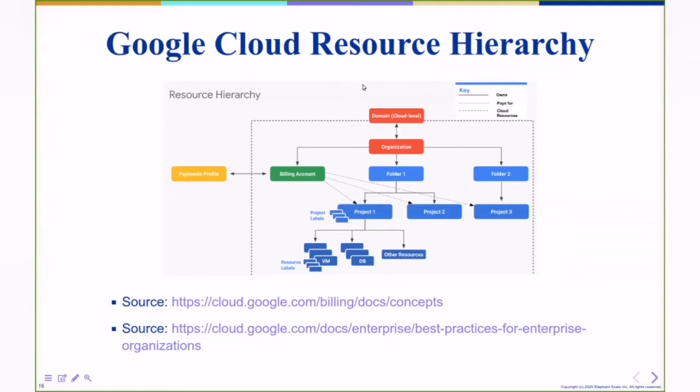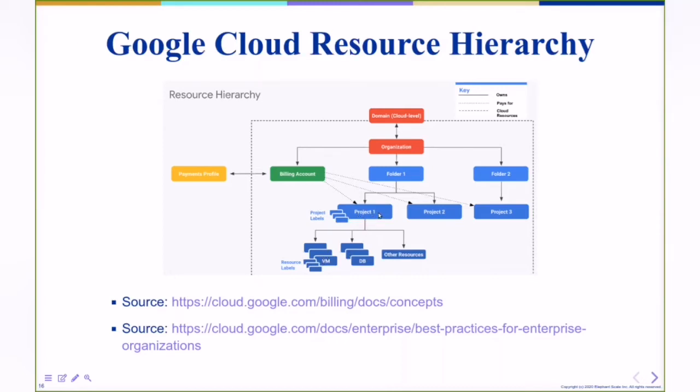This is the kind of hierarchy you think about. Typically you have a domain, let's say your company, xyz.com. That's your domain, and let's say it's hosted on Google, so it's an organization. Under this, you can have what we call projects. A company has multiple projects going on, and these projects have resources underneath.